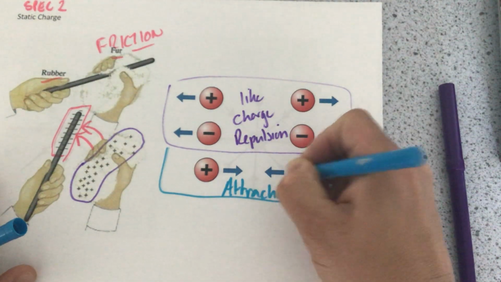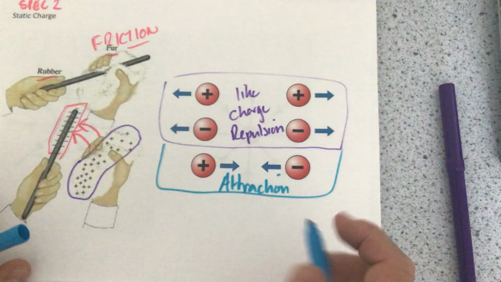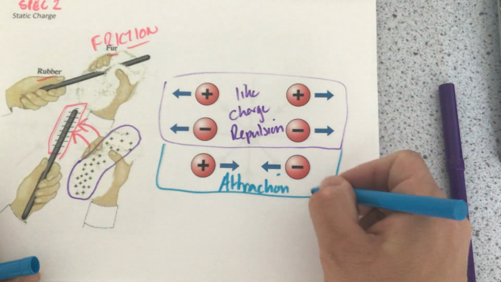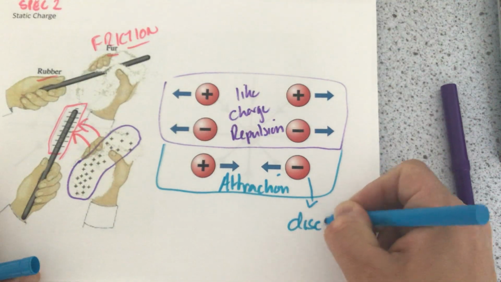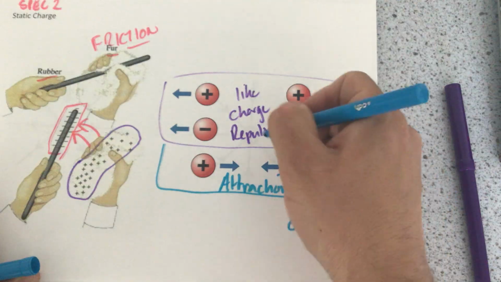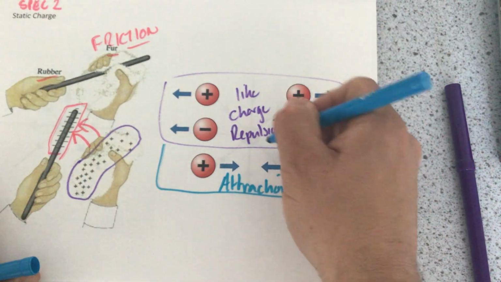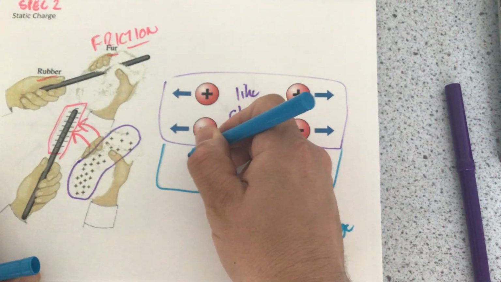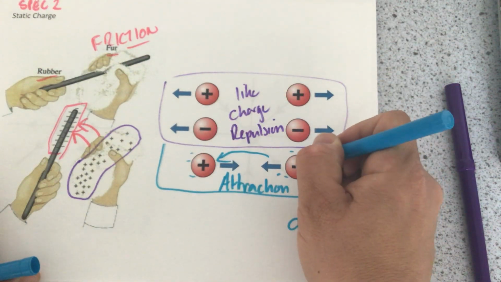The major difference though is this is temporary. So when this positive meets this negative, when they touch each other, that will lead to discharging. So the electrons that have built up here on this negative object, when these two touch or when they get close enough, they will jump to the positive object. This will become uncharged, and this will also become uncharged.